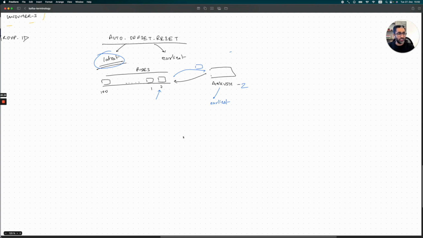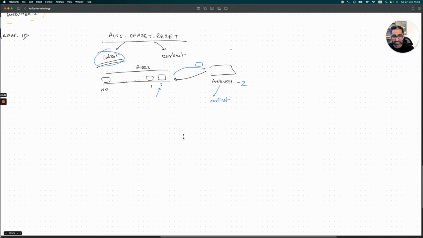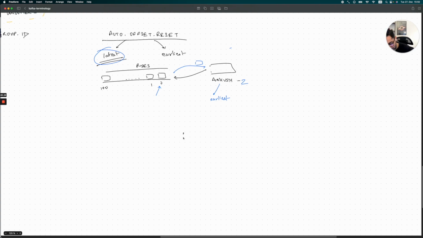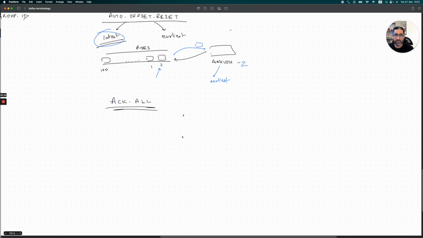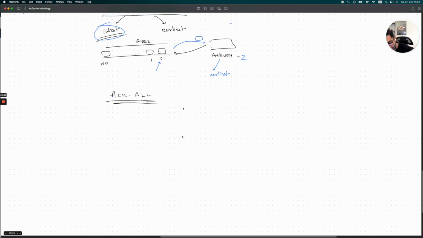All right, I promise this is the last one because we already covered this. So I want to finish this one up and just let's go through it. Acknowledgement all. This is from the producer side. This is also a really important one. So we talked about different nodes. So let's take the same example. We have node 0, node 1, node 2. We had something which is called a replication factor.